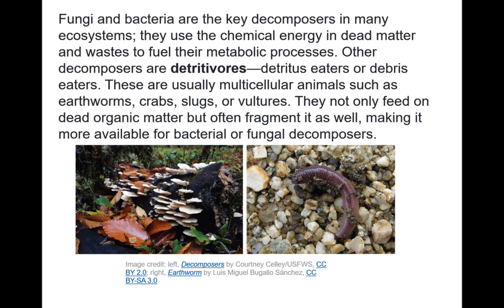Fungi and bacteria are the key decomposers in many ecosystems. They use the chemical energy in dead matter and waste to fuel their metabolic processes. Other decomposers are detritivores, detritus eaters or debris eaters. These are usually multicellular animals such as earthworms, crabs, slugs, or vultures. They not only feed on dead organic matter, but often fragment it as well, making it more available for bacterial or fungal decomposers.